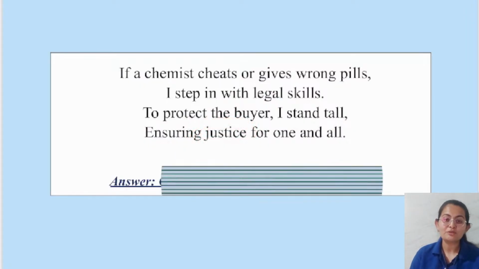It is not specific to chemist shops only. It can be related to any shop. Okay, but here we are studying from the pharmacy perspective, so I have given chemist here. Or else you can also ensure it could be, yes, Tejashri, correct. It is talking about that particular act only.